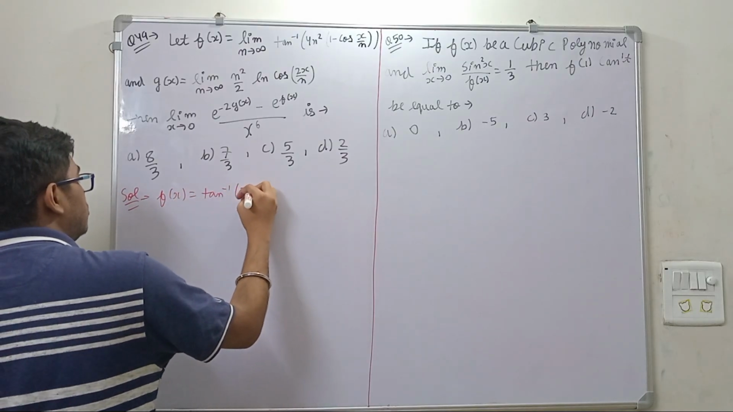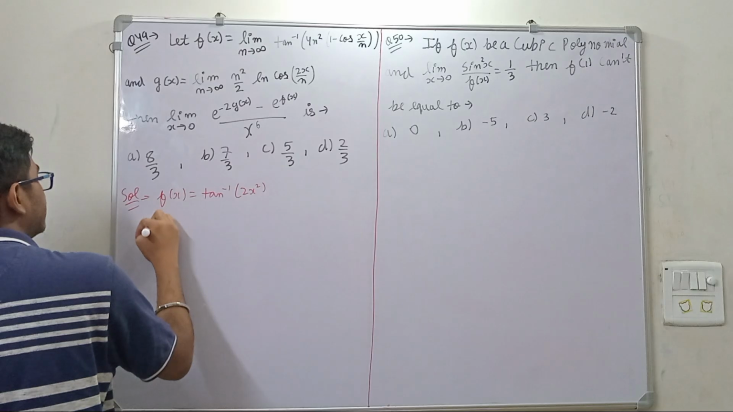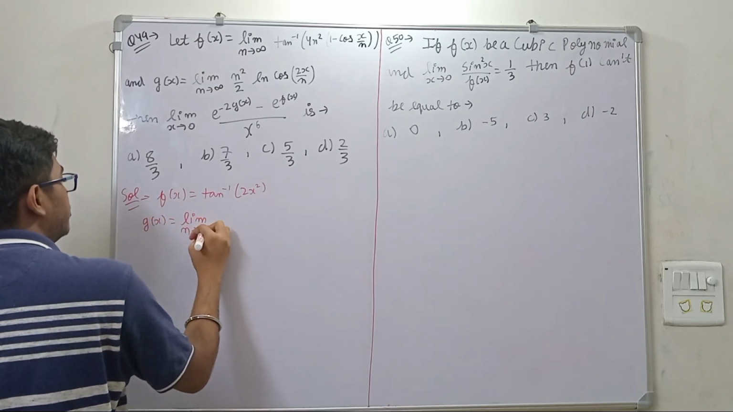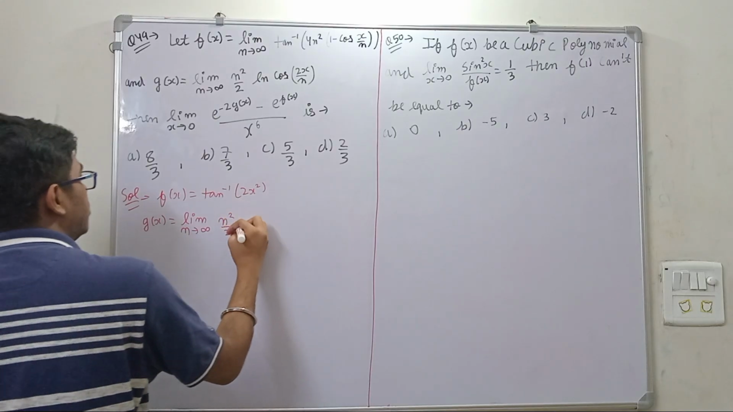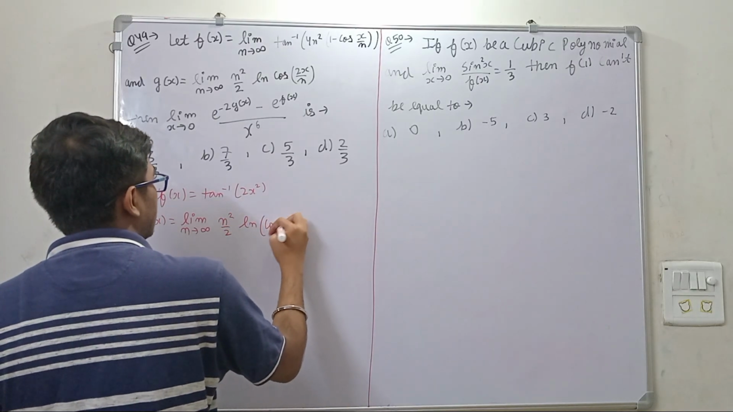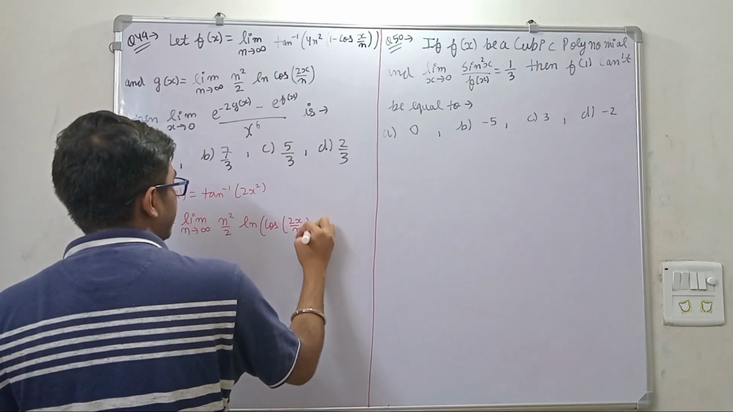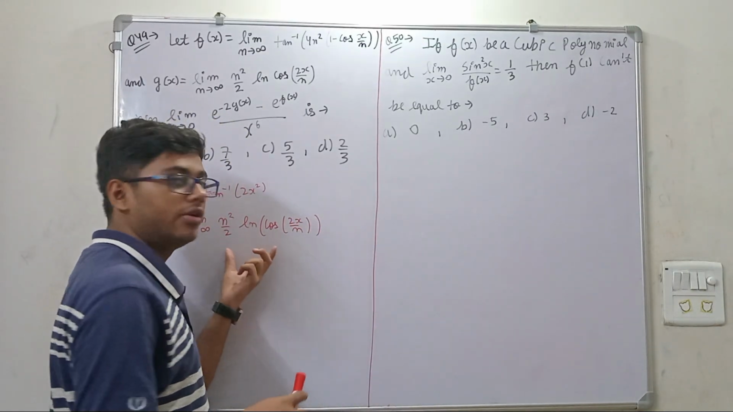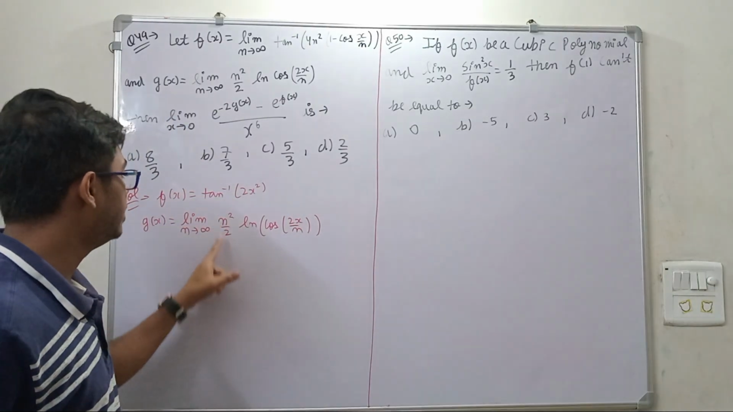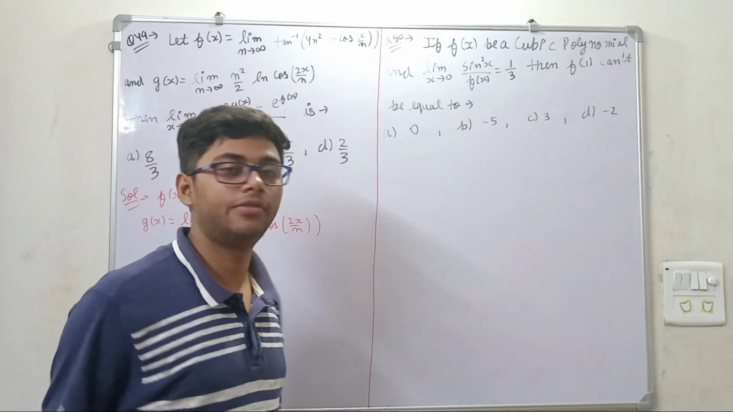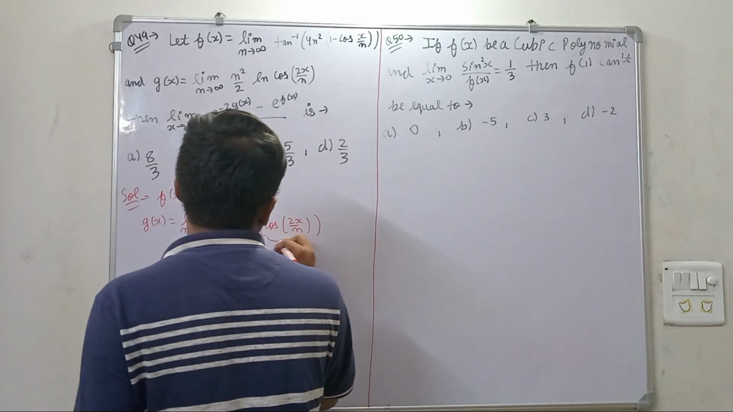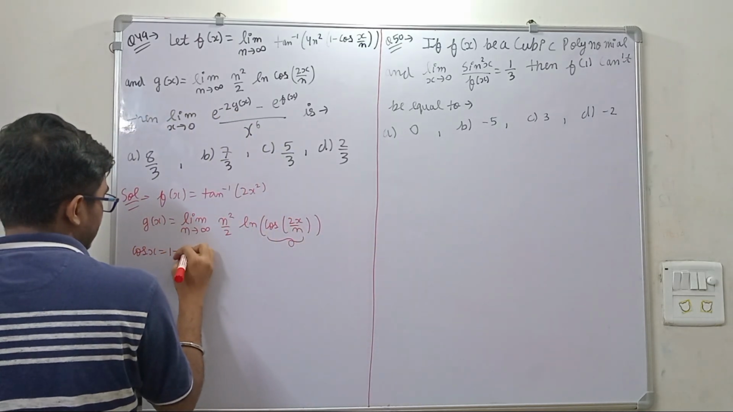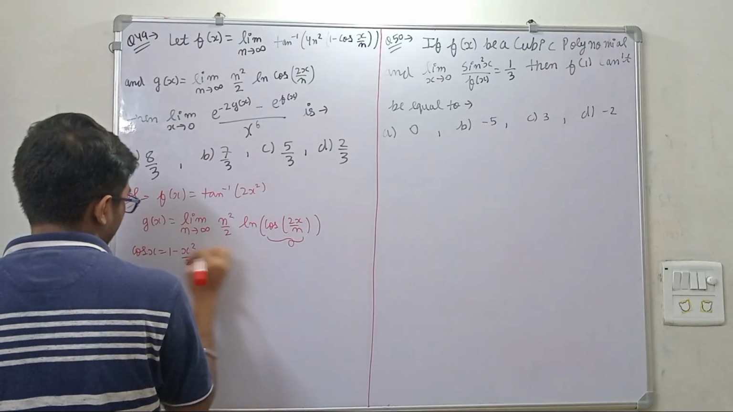tan inverse 2x square. Now let us find function g(x). g(x) is limit n tends to infinity n square by 2 ln cos(2x/n). Now for this, this limit is tending to infinity, so infinity times ln 0 is not defined, so you will just apply the expansion of cos x. Cos x expansion is 1 minus x square by 2 and so on.